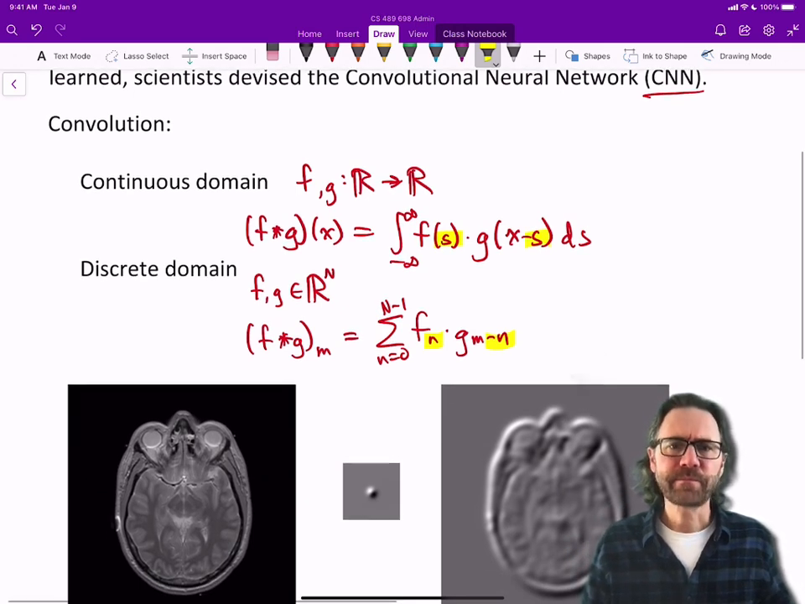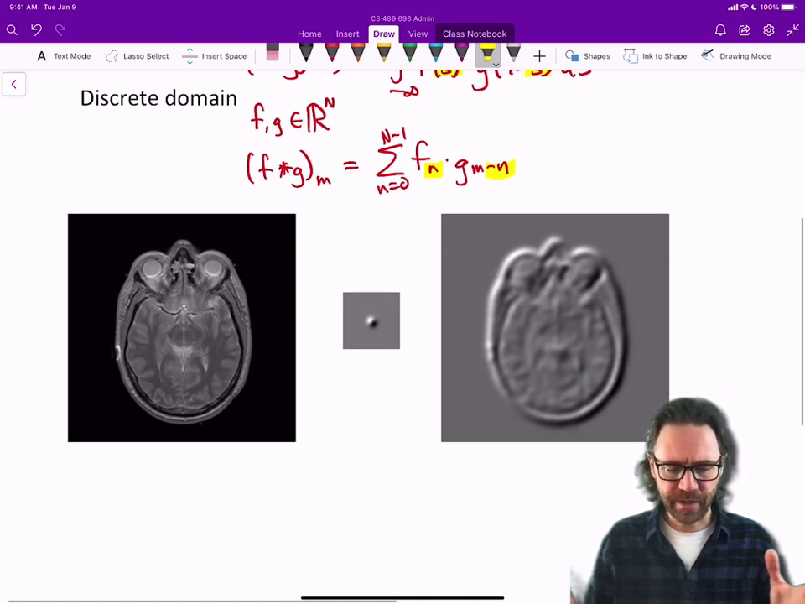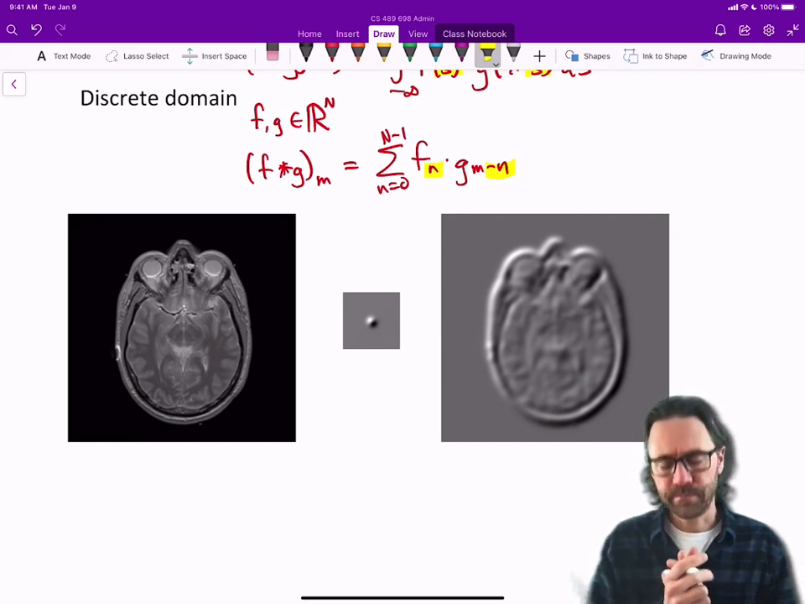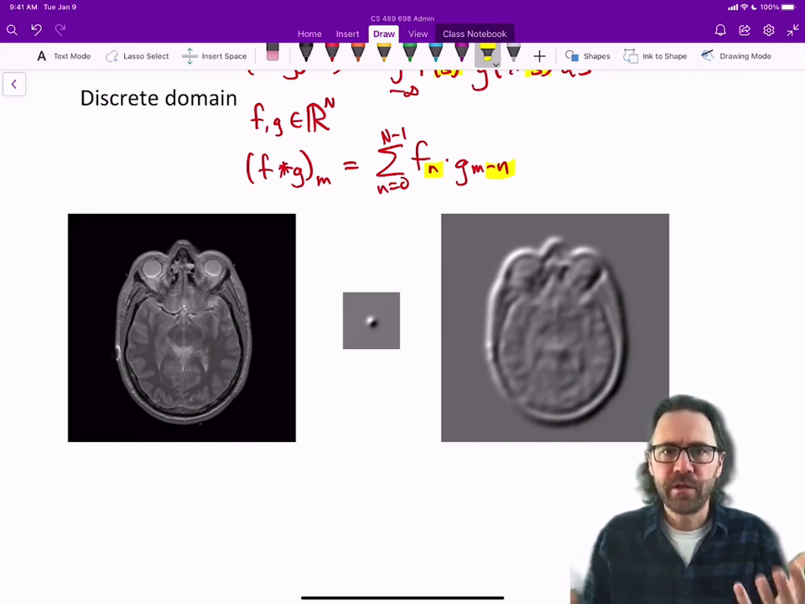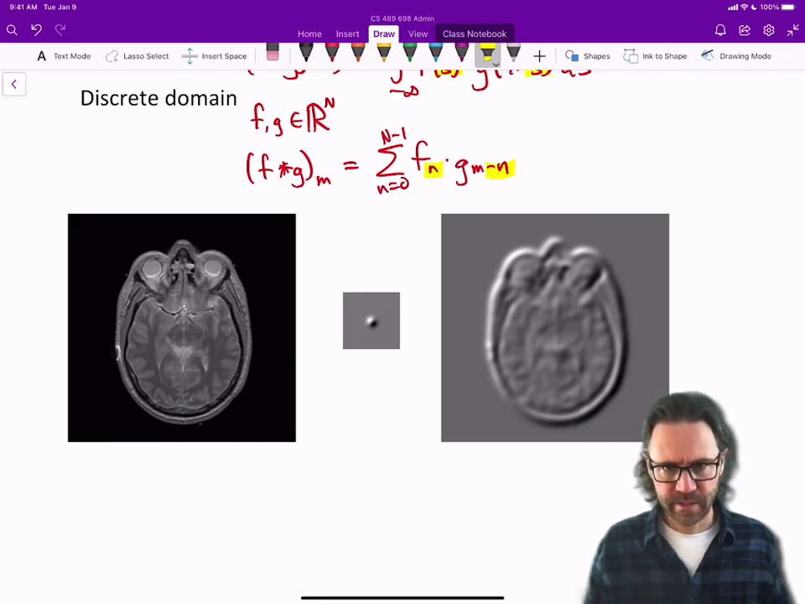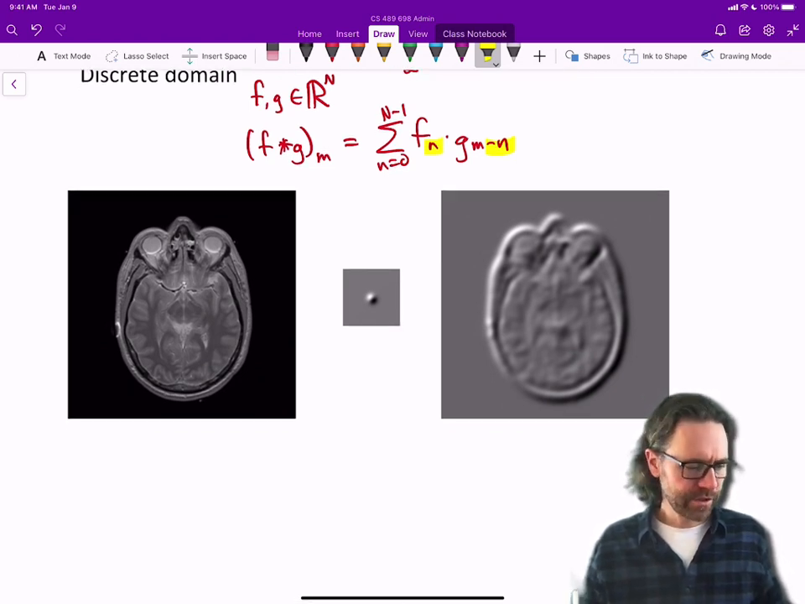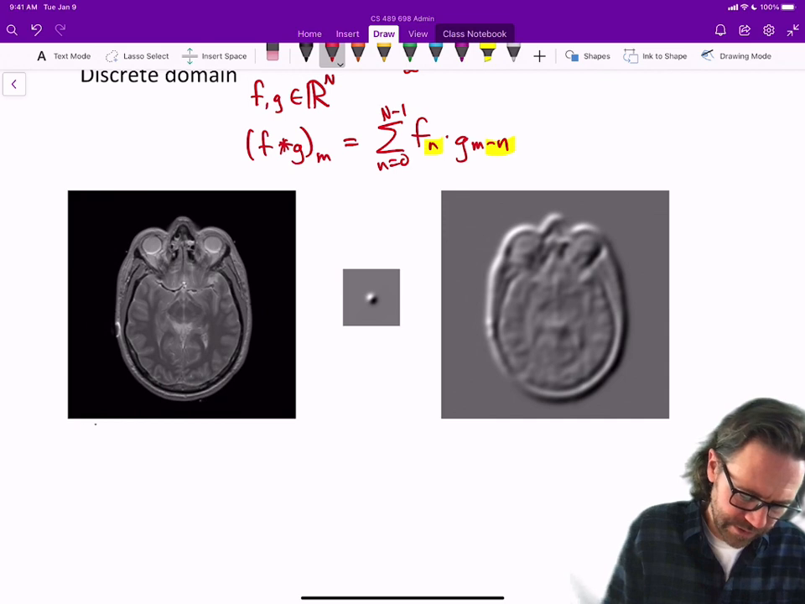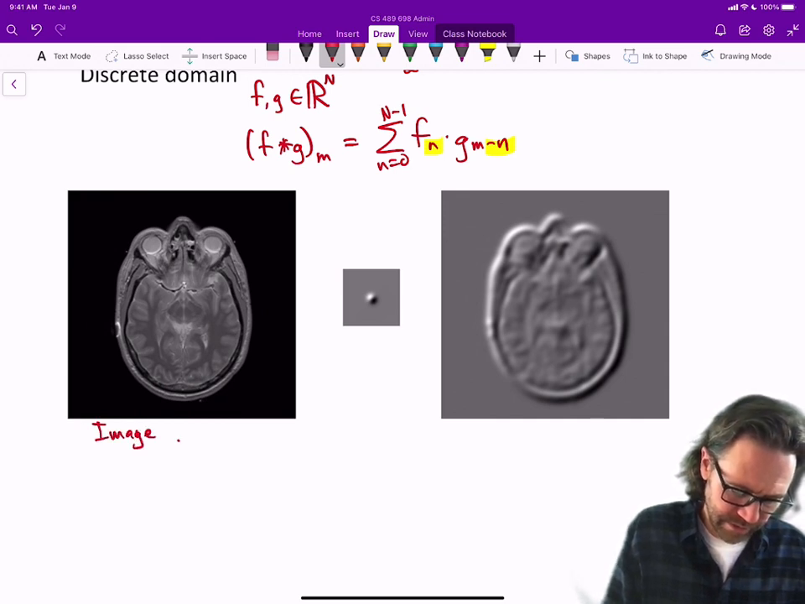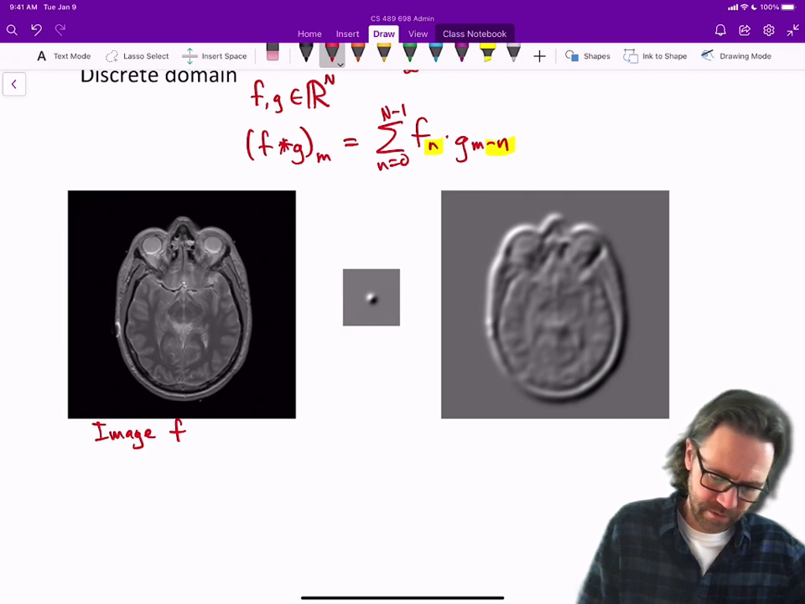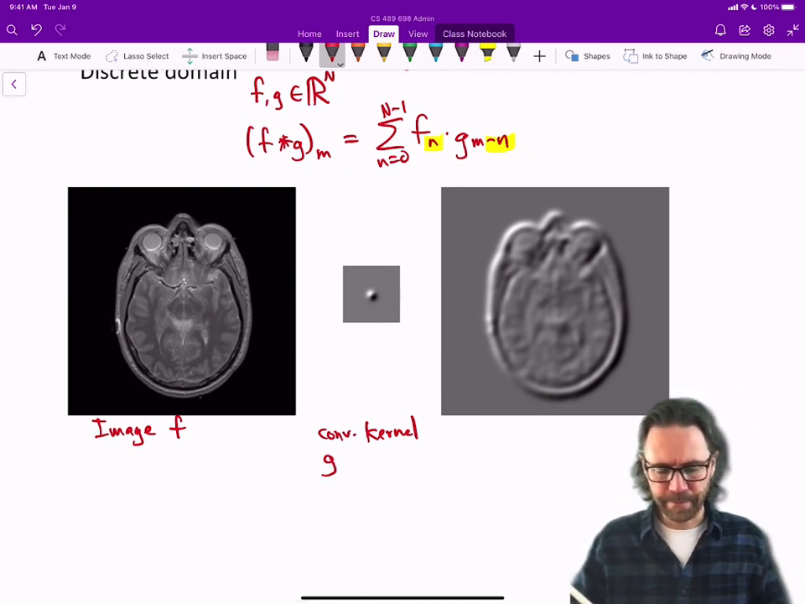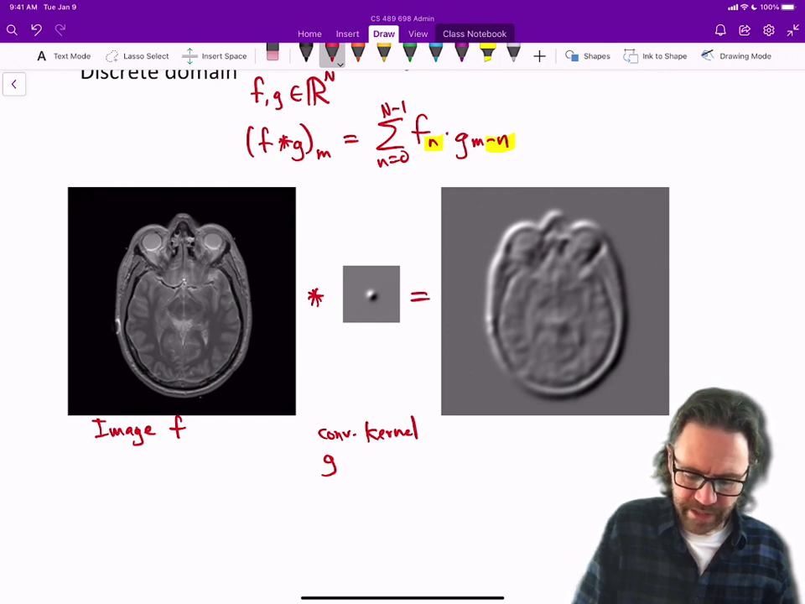So what does that look like in terms of images? Now I showed the continuous and discrete convolution operators for 1D, but you can just imagine what they look like in 2D. Now, here I have an image on the left here, and I've got a convolution kernel. So this is the image, which I'll say is F. And this is the convolutional kernel, G. And I'm going to convolve those two and get an output image.